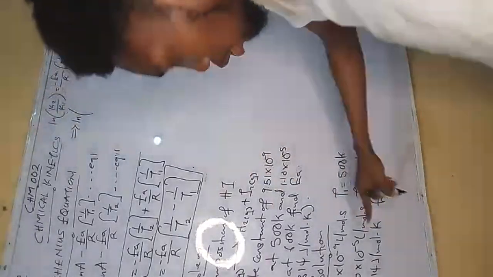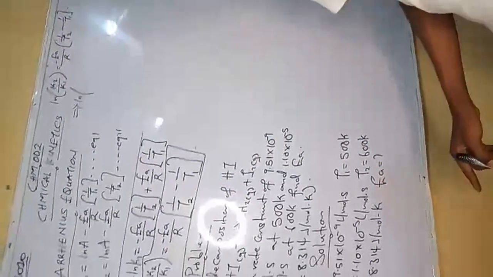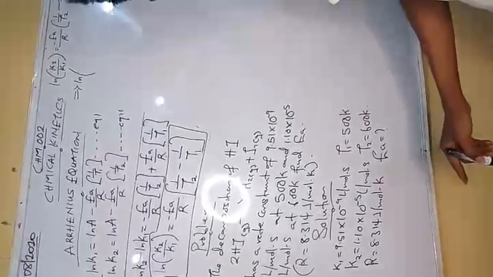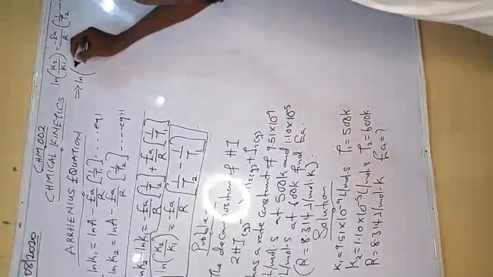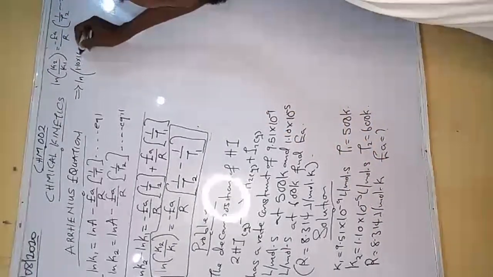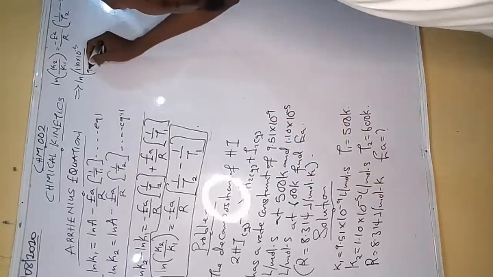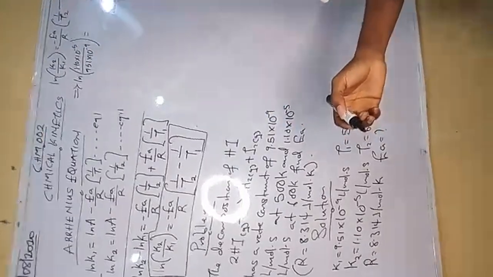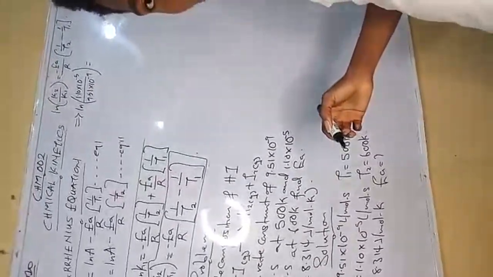What do we write as our K2 here? K2 was 1.10 times 10 to the power minus 5, divided by K1, which is 9.51 times 10 to the power minus 9, equals to, are you seeing that now? Equals to EA, which is what we are looking for.